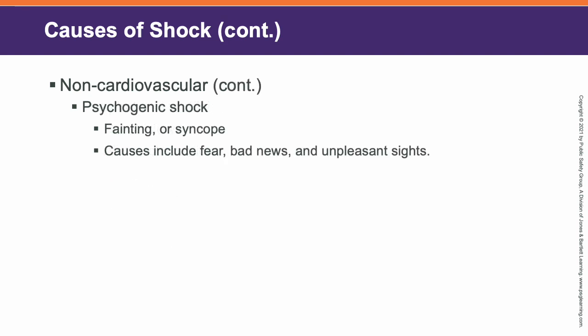The last kind of non-cardiovascular shock is called psychogenic shock. When you hear the word shock, most of us think, oh, that person is in shock. This is what psychogenic shock is. Fear, bad news, or unpleasant sights can cause a person to faint. Fainting and syncope are the same thing, that word on the page there. But when this happens, it can actually cause the dilation of those blood vessels, and the person can lose blood flow. It can be dangerous if it is not corrected.